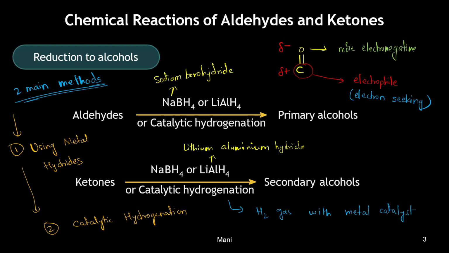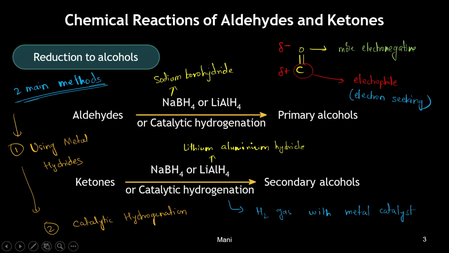So why do aldehydes and ketones undergo reduction? Because oxygen is partially negative and carbon is partially positive. Because of this, the carbon acts like an electrophile, which is electron seeking. If you donate electrons with the help of sodium borohydride or catalytic hydrogenation, the aldehyde will convert into a primary alcohol. Ketone will convert into secondary alcohol.